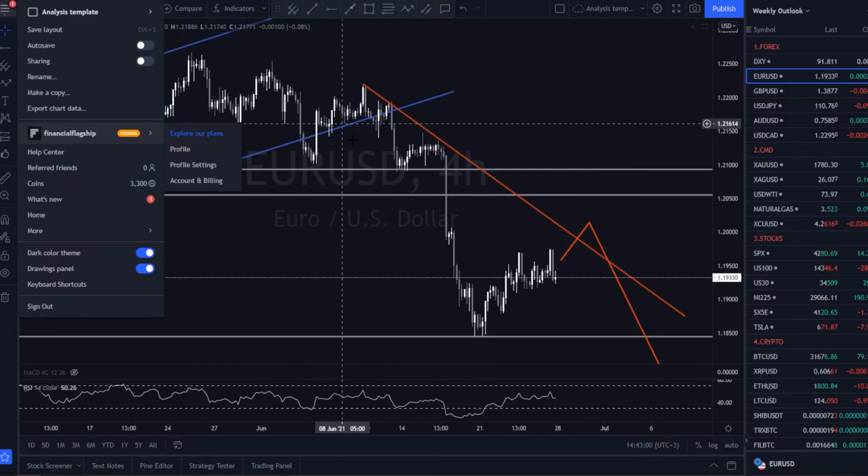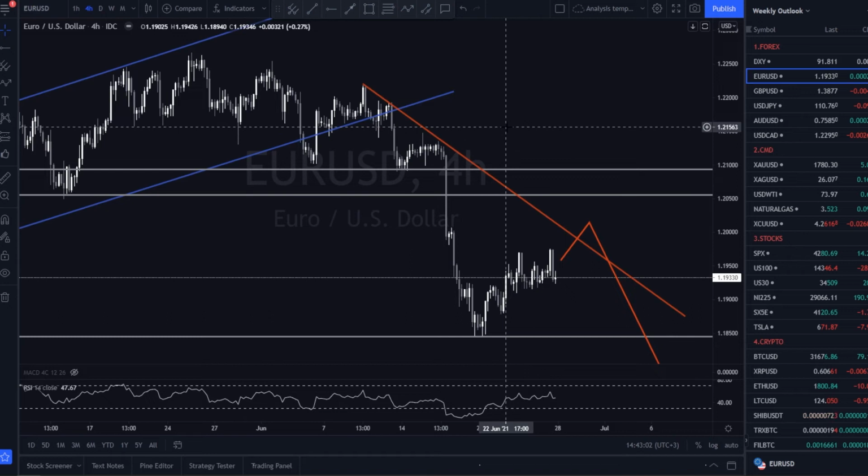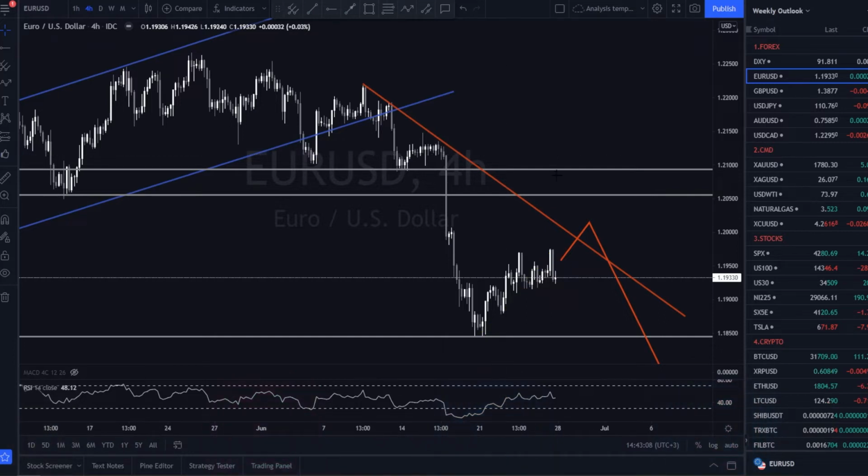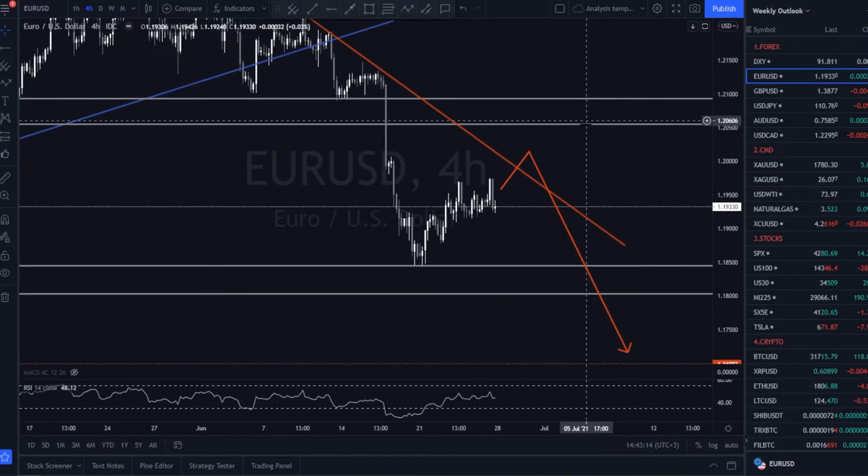In our previous analysis, we correctly forecasted that Euro USD will begin a correction. For this week, we expect the price to continue and consolidate towards the orange trend line and then drop below the support level. After that, in the coming weeks, we expect the price to break the $1.17 low.